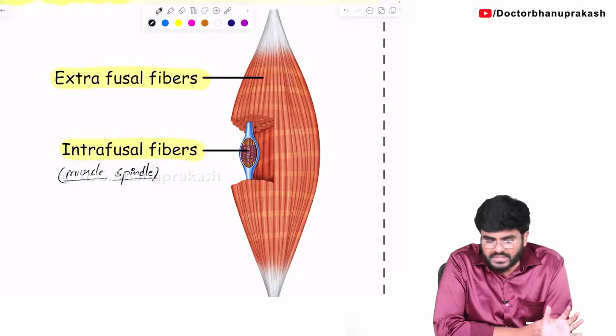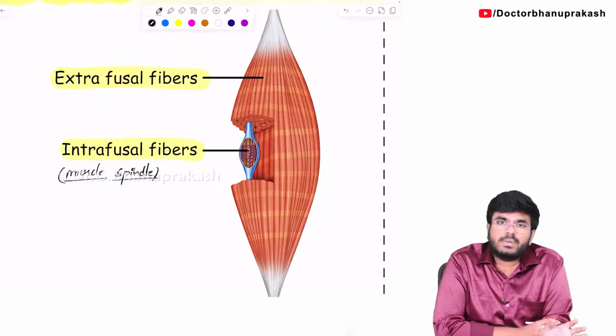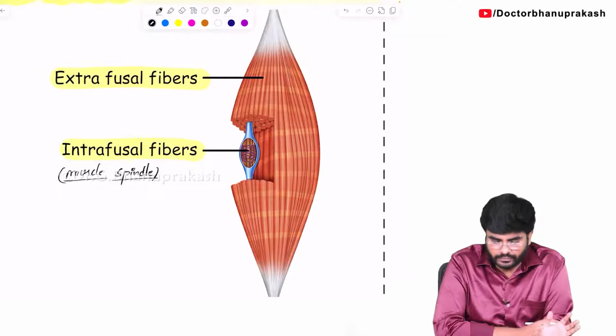So now tell me, students, the skeletal muscle is made up of how many types of fibers? The skeletal muscle is made up of two types of fibers, extrafusal fibers and intrafusal fibers. Extrafusal fibers are nothing but actin myosin, and the intrafusal fibers form a muscle spindle.